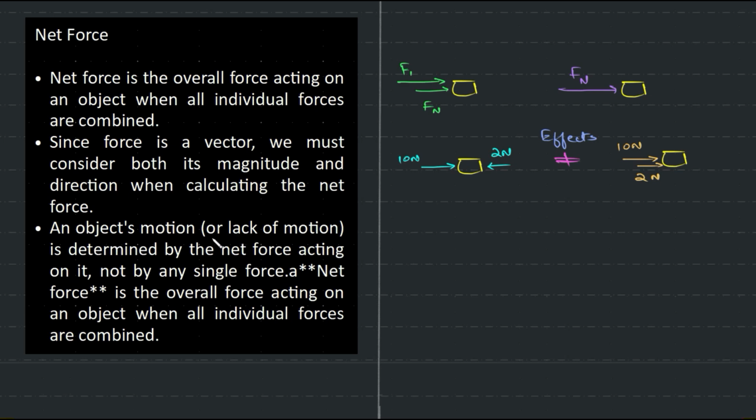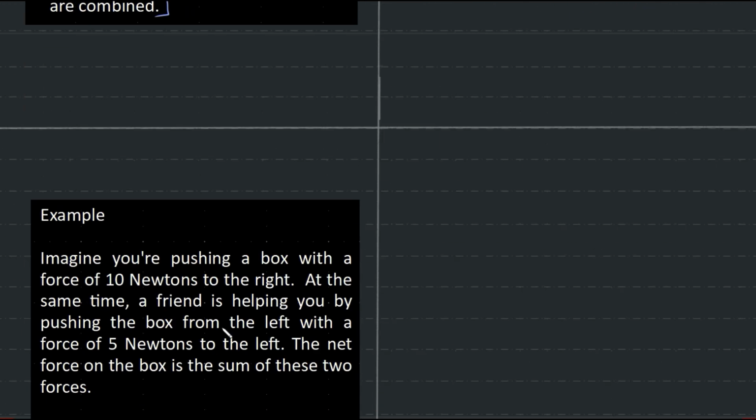An object's motion or lack of motion is determined by the net force acting on it, not by a single force. A net force is the overall force acting on the object when all individual forces are combined. Right, guys? So that's that.